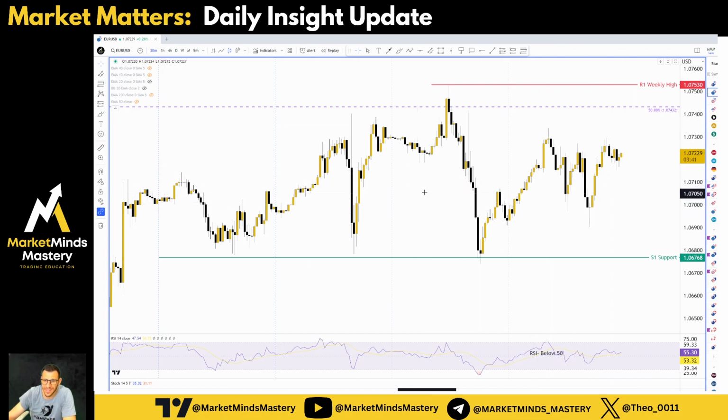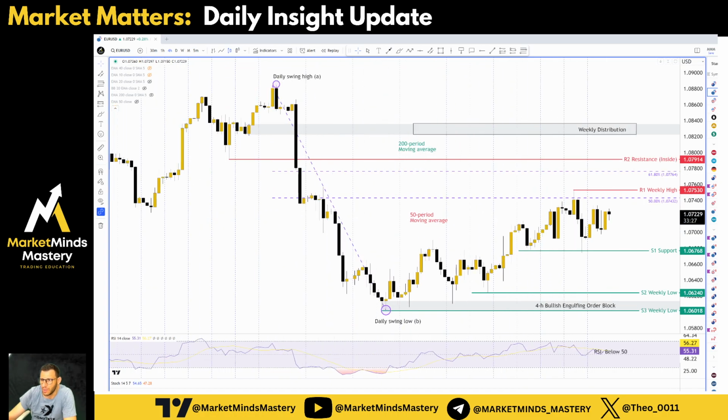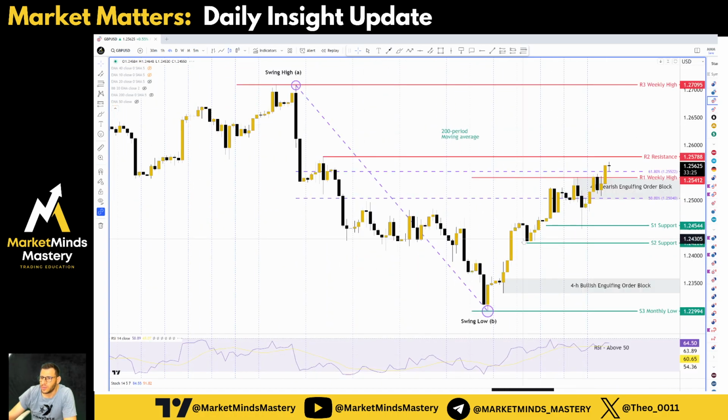So price clearly is ranging and we don't know what's going to happen, of course. But again, the Australian dollar against the US dollar shows more clarity at the end of the day. Next one, Great British Pound against the US dollar.